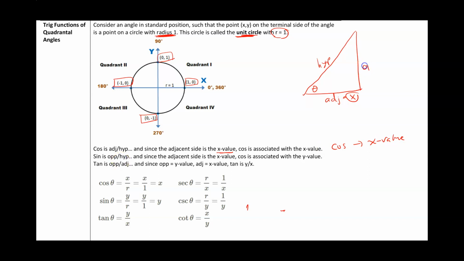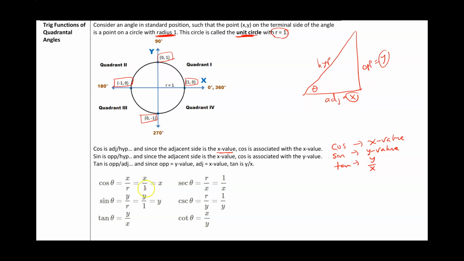Sine is going to be opposite over hypotenuse. So remember, sine is opposite. Opposite is the y value. So sine is going to be associated with the y value. Now tangent is opposite over adjacent, which is y over x. So tangent is going to be y over x. Cosine is x, sine is y, tangent is y over x.